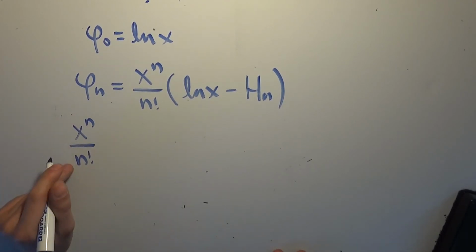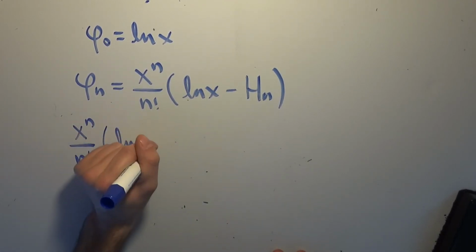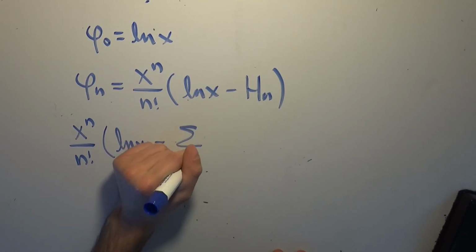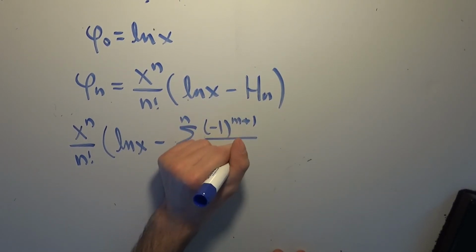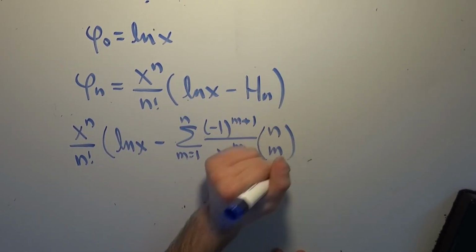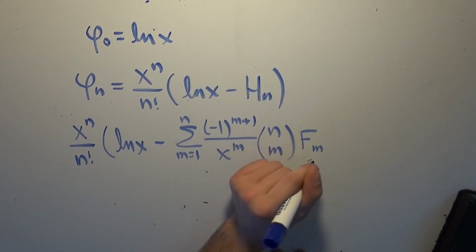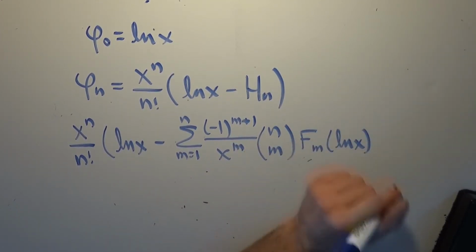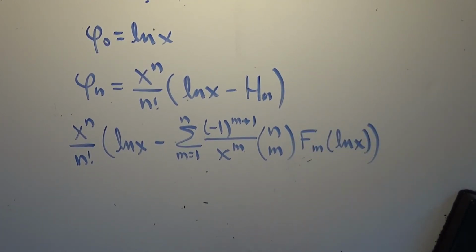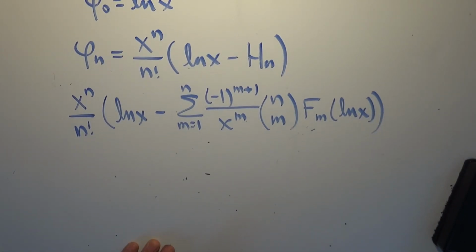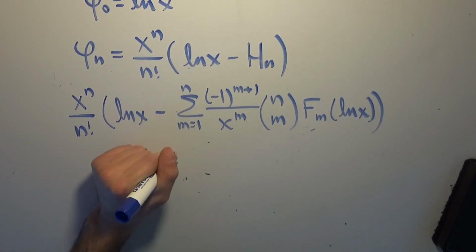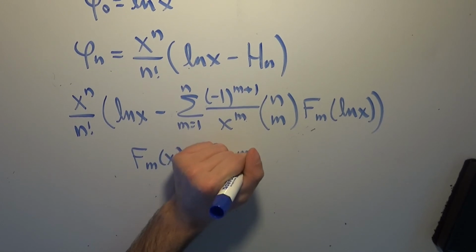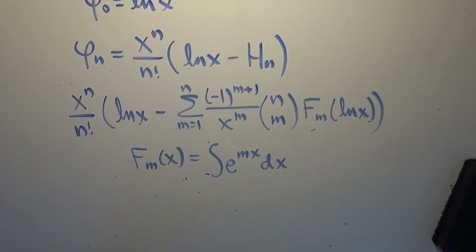So we have x to the n over n factorial times the natural logarithm of x minus the sum from m equals 1 to n of negative 1 to the power of m plus 1 over x to the m times n choose m times big F sub m of the natural logarithm of x. Well, what is big F sub m in this case? Well, this is the integral of the original function. So ln of x is the inverse function, so the original function must be e to the x. So we're saying that f sub m of x has to be the antiderivative of e to the mx dx, right? That's e to the x raised to the power of m.